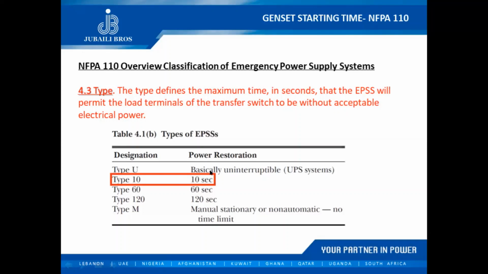So back to our discussion, 10 seconds are not for the genset to reach rated voltage and rated frequency. It's for the entire emergency power supply system to recover. And why am I emphasizing this? Because many ask for an NFPA 110 Type 10 compliant genset. But guys, it's not just related to the genset. There's the ATS as well.